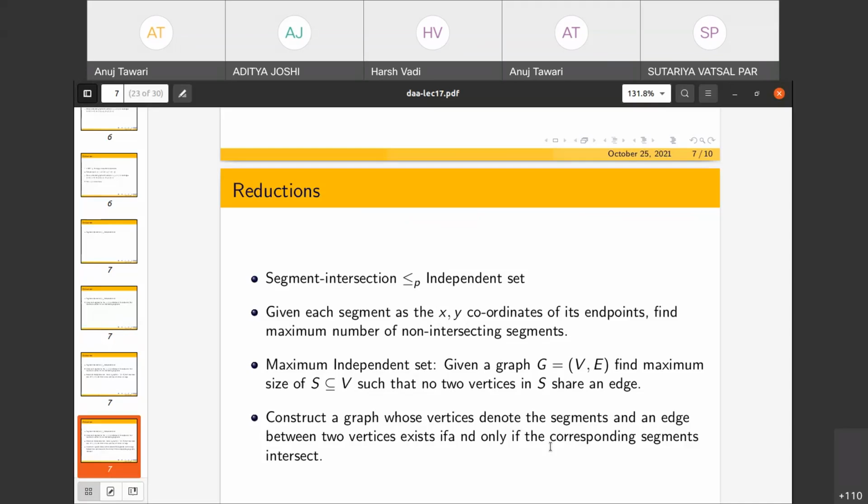And you know how to decide whether two corresponding segments intersect, right? Because once you have the two endpoints corresponding to one segment, you will just check whether the two endpoints lie on opposite sides of this particular segment. You can apply some cross product thing and can verify that easily.